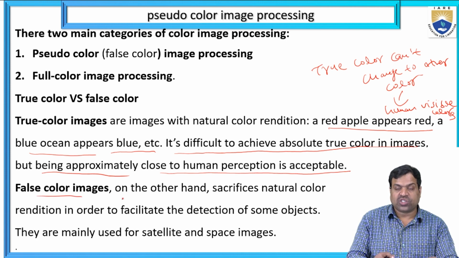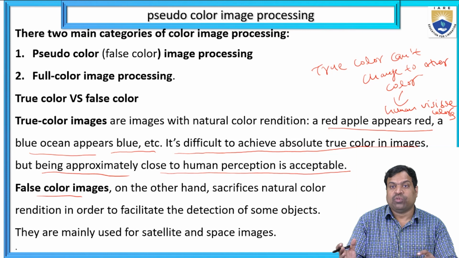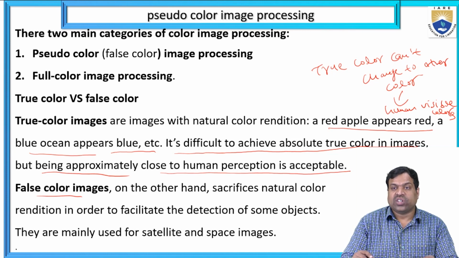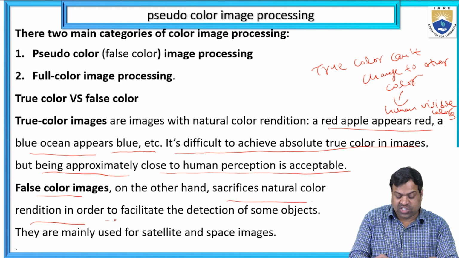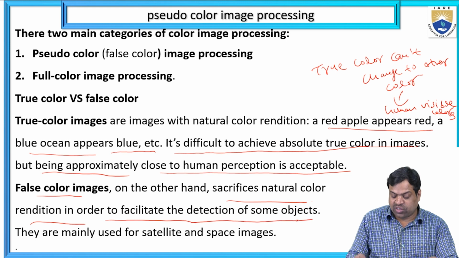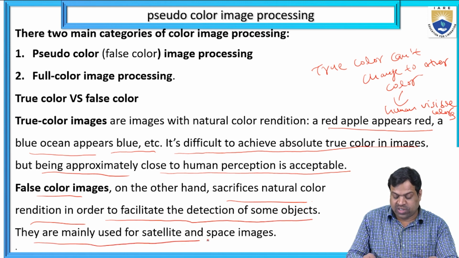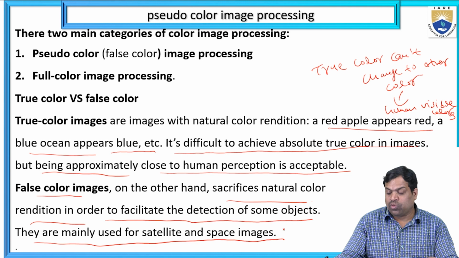False color images. False color means it is not real. Why? Because we use a combination of colors, a combination of the original colors. That is false color. It sacrifices the natural color rendition in order to facilitate the detection of some objects. They are mainly used for satellite and space images. Originality is missing from the original image. So in the original image, whatever color combinations were there are missed. That is a false color image.